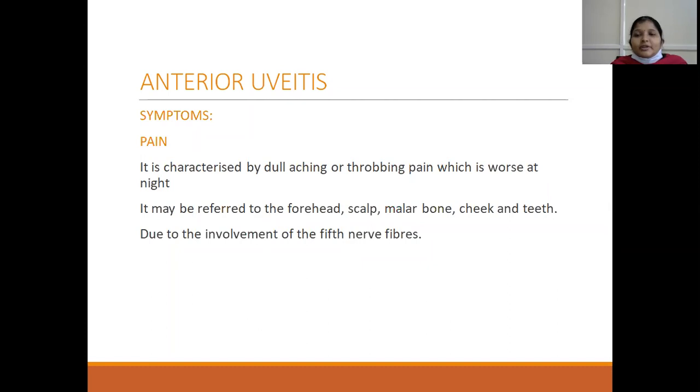The first complaint is pain. Pain is characterized by dull, aching or throbbing pain, which is worse at night and over the distribution of the fifth cranial nerve. It is referred to the forehead, skull, malar bone, cheek, as well as teeth.